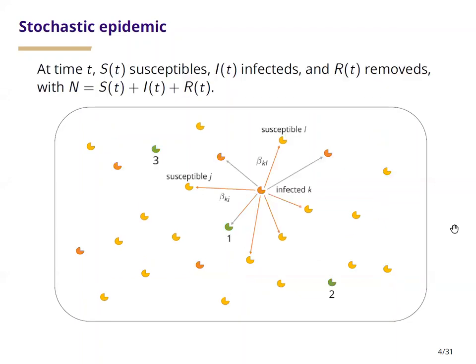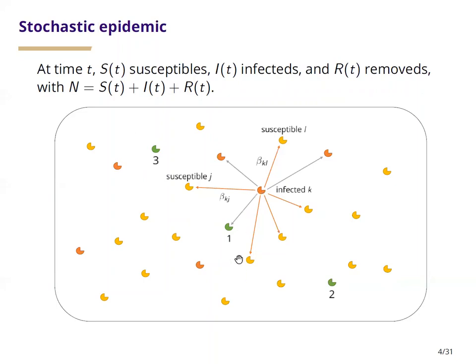Now, at any given time point, we'll have counts for the susceptibles, the infecteds, and removeds. And these should always add up to a fixed total population size, capital N. So this cartoon here is the main picture that you should keep in mind. It's our canonical cartoon. In yellow, we have the susceptibles. In orange, we have the infected. And in green, we have the removeds.